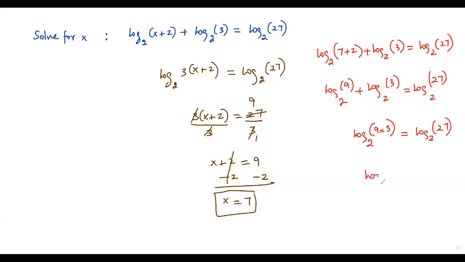Okay, here log to the base 2, 9 times 3 is 27. So log 27 to the base 2 is equal to log 27 to the base 2. So the left side and the right side are equal. So the equation is satisfied by the value x equals 7. So the solution x equal to 7 can be accepted.